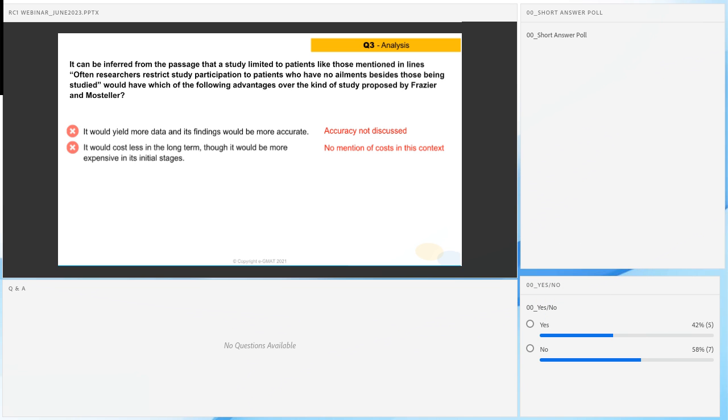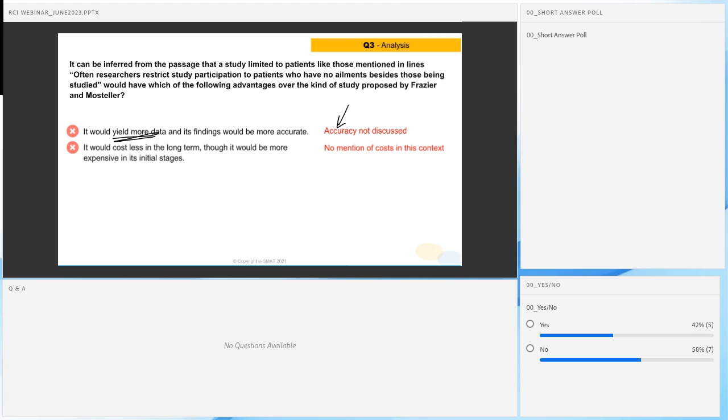It would yield more data and its findings would be more accurate. Again, in this, we did not discuss accuracy. In fact, you could really just say that accuracy is probably less because you have to do a second step thing. But we cannot infer one way or the other. It definitely won't yield more data because you only have an ideal set of participants.